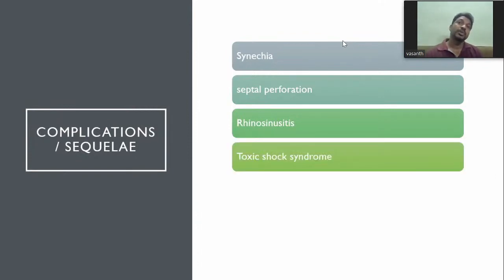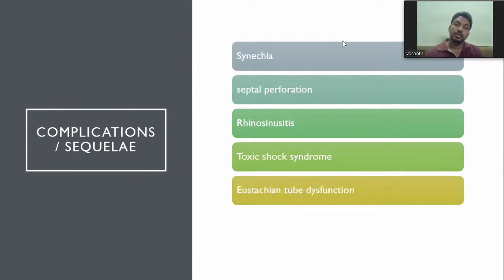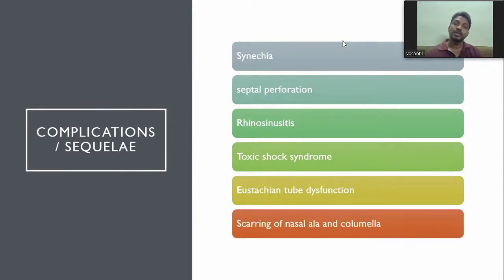Toxic shock syndrome, when you leave the anterior nasal packing for a long time. Eustachian tube dysfunction can also occur due to the packing. And scarring of the nasal ala and columella, when you pack both the sides and the anterior nasal packing is tight enough to produce scarring of the columella, so it can give a columella dip also, necrosis. So these are the complications. Just to score some extra points, you can write these.